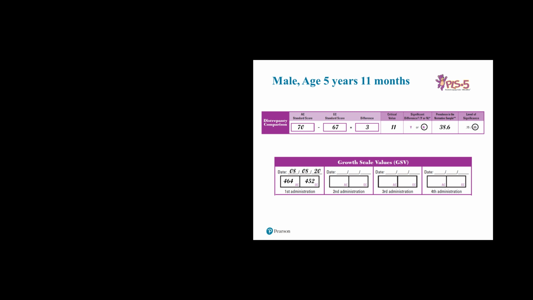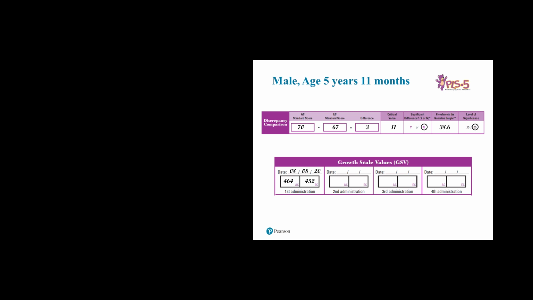The critical value for a child his age is 11 points. So the difference is not greater than or equal to the critical value. And that means that there's not a significant difference between his skills in receptive and expressive language. Both areas are considered equally developed, and both areas are significantly below age expectations. The prevalence for this kind of difference isn't rare. Almost 40% of those in the sample had differences of positive 3 score points between their auditory comprehension and expressive communication scores.